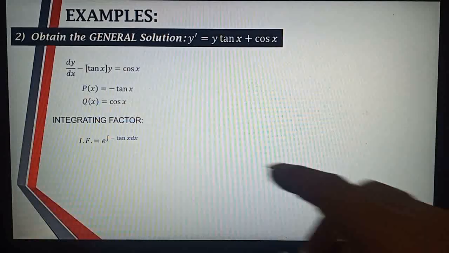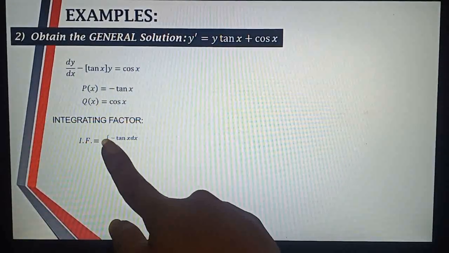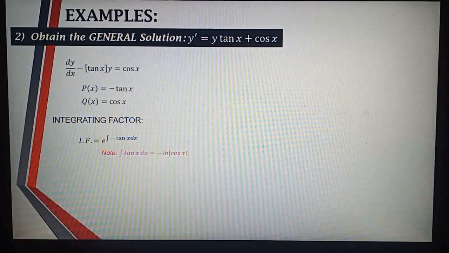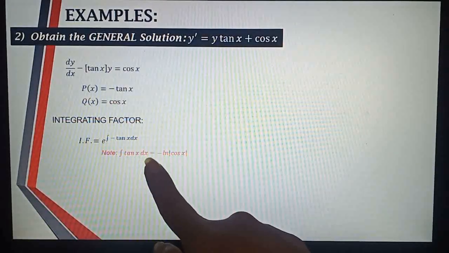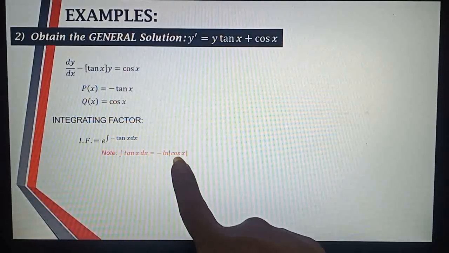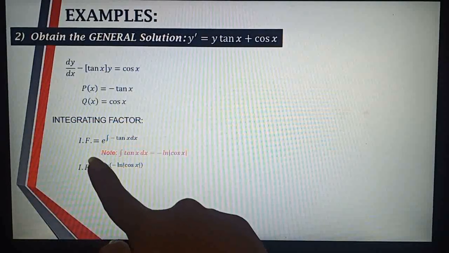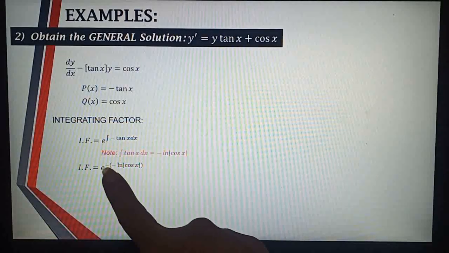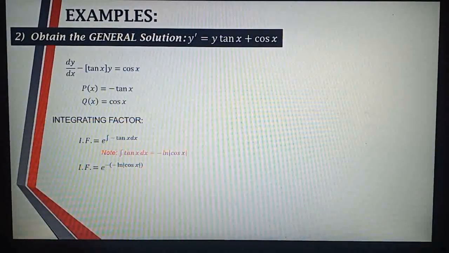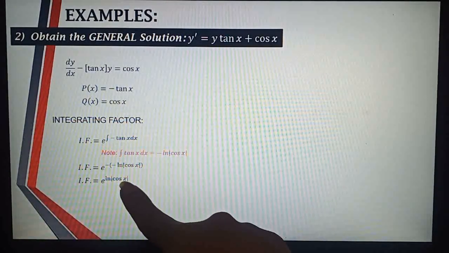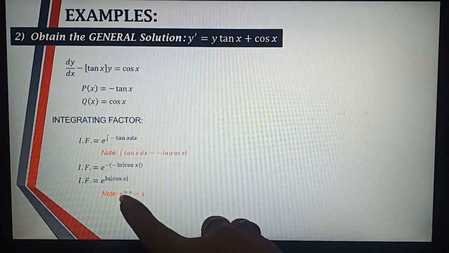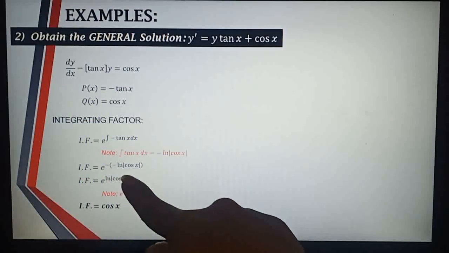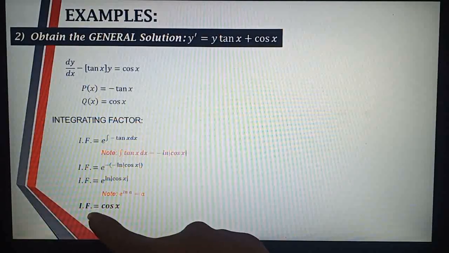Solving the integrating factor, you will now have e raised to the integral of negative tangent x dx. So paano ba natin i-integrate si negative tangent x dx? Noted that the integral of tangent x dx is equal to negative ln of the cosine x. Since naka-negative to, ilalabas natin, then the integral of the tangent x is negative ln. So you will now have negative of the negative ln of cosine x. In that case, magiging positive ngayon si ln of cosine x. Now, we all know that e raised to ln of a can be equivalent as a alone. So kukunin natin yung cosine x, and that is our integrating factor.